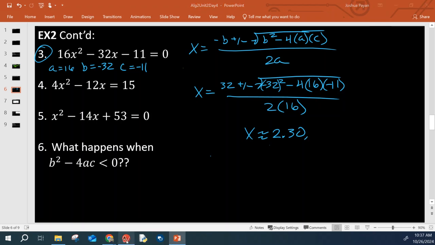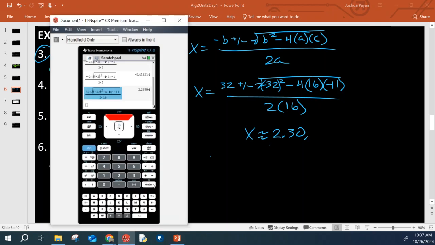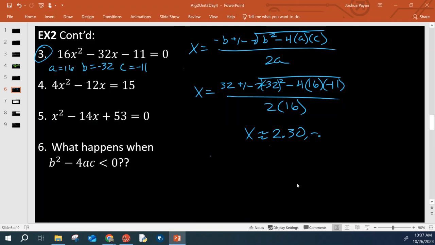And enter in another one. So let's do the negative one. So I'm just going to go through and change the plus to a minus. And we get negative 0.30. Okay, so I think that's going to do it for the examples that I'm going to do.